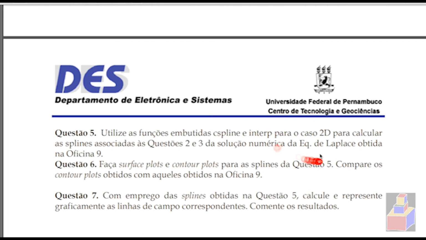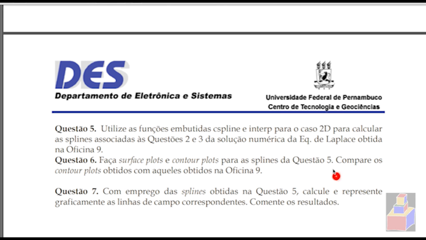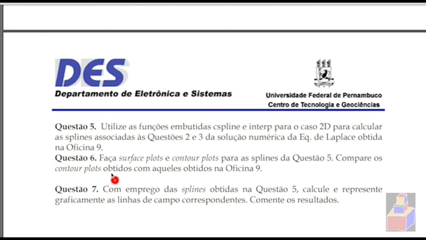Now, we're going to use the built-in 2D spline functions in MathCAD to interpolate the numerical solution of the Laplace equation of workshop number 9, specifically those that you calculated in questions 2 and 3 of workshop number 9. After you do that, do some plotting, surface and contour plots for those splines, and see how they look. See if the contour plots look like the potentials that are expected to occur.